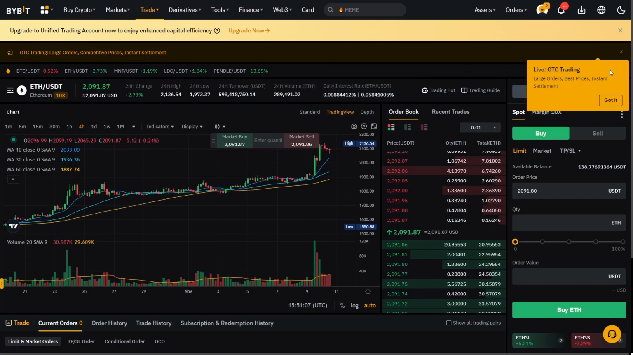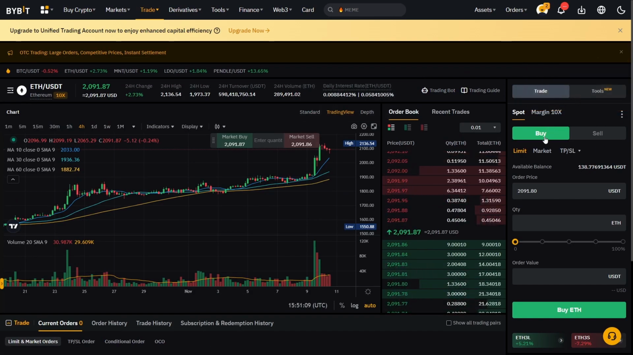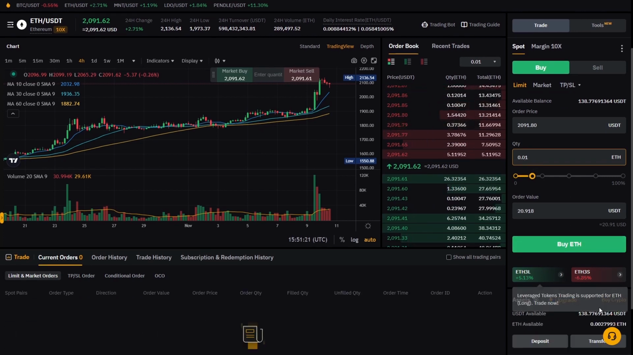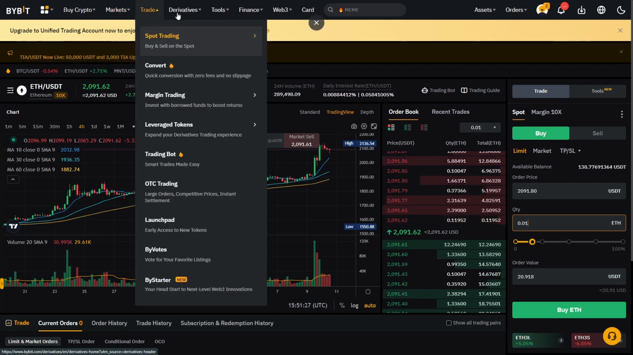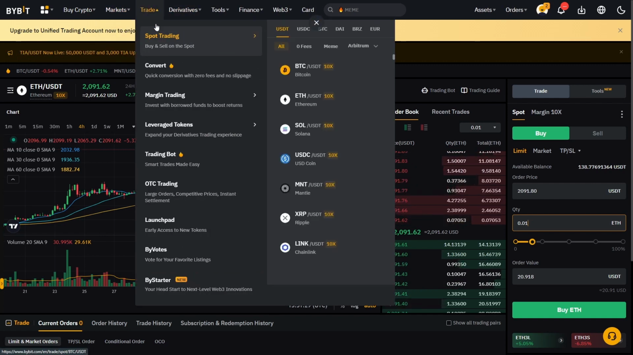That's another great thing. I think most people use spot trading, and you don't have to margin 10x, and you can order by value. So you can say quantity 0.01 Ethereum, so $20, and you can buy it on the spot. That means you basically just bought yourself some Ethereum for this price.